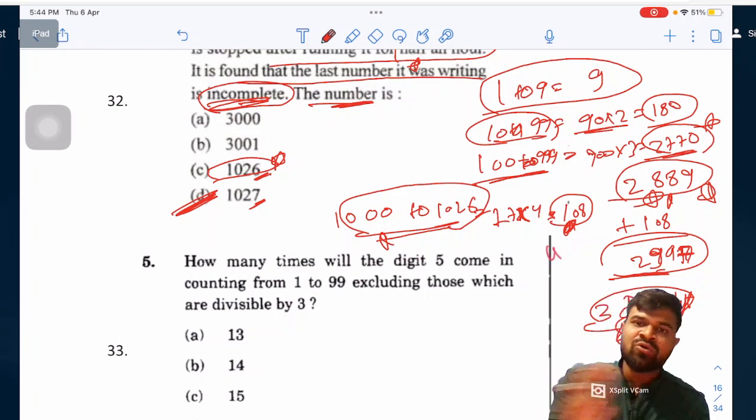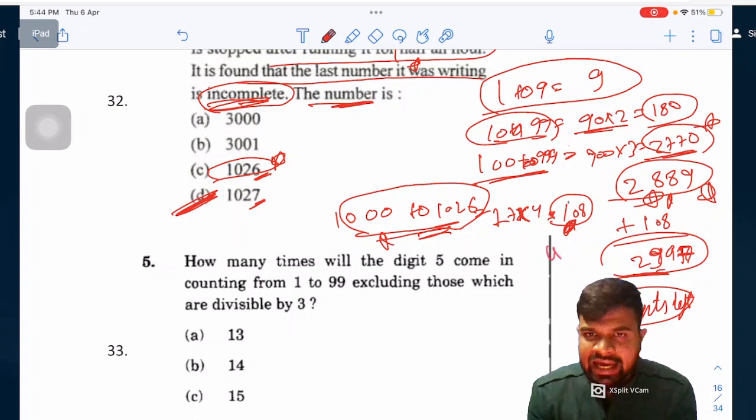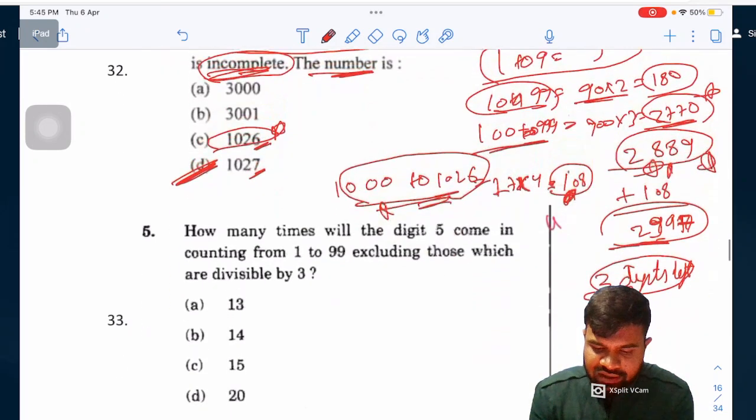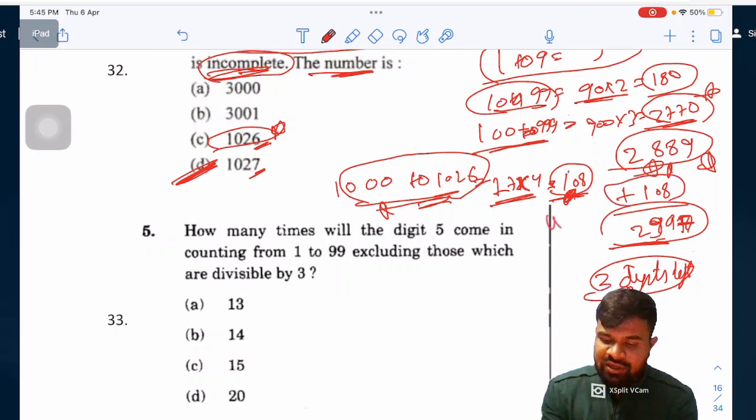Now, how much more beyond 1000? We'll check till 1027. Either it can be 1026 or 1027 is the answer. When we check for 1026, we found that 27 numbers are there, and every number contains 4 digits. So 108 digits are required for them. Now adding 108 to 2889, we get 2997.